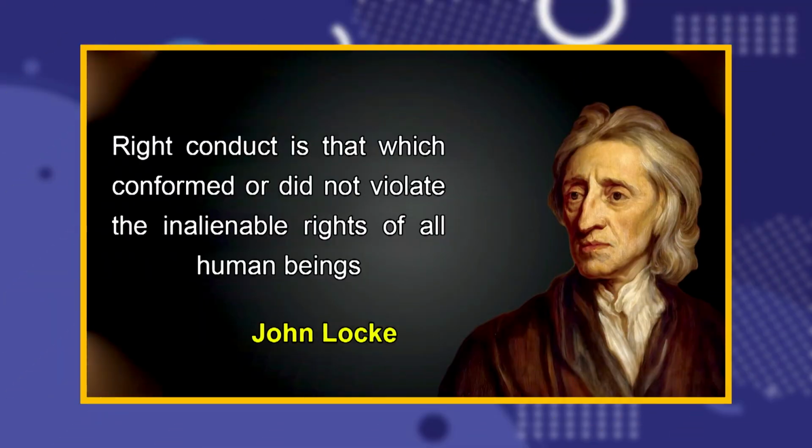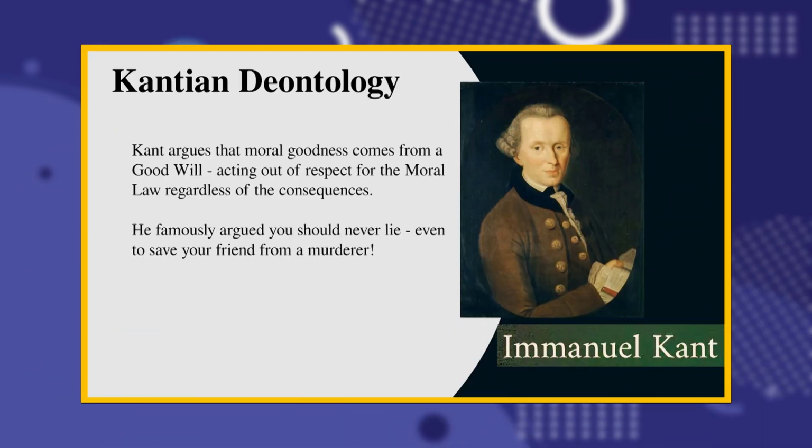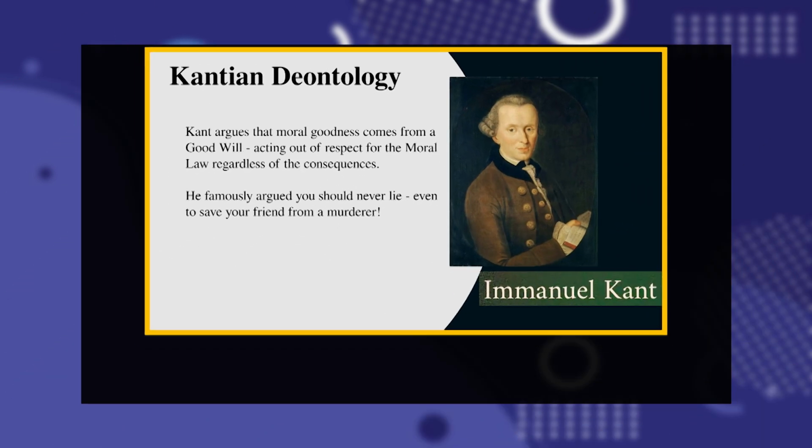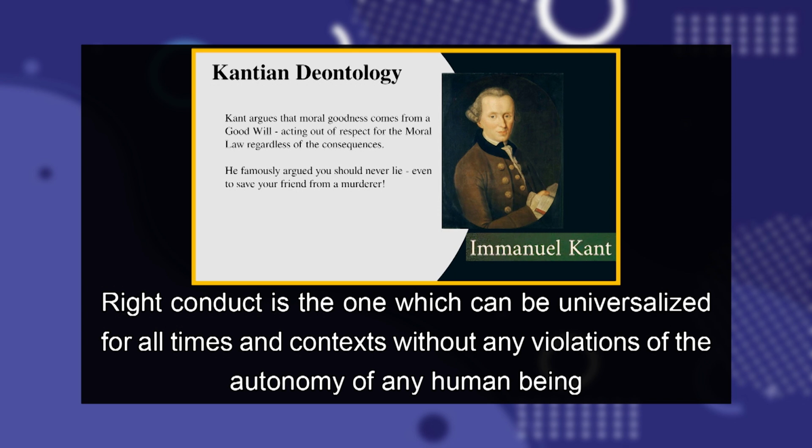Scholars from the natural rights tradition like John Locke would argue that right conduct is that which conformed or did not violate the inalienable rights of all human beings. Immanuel Kant's deontological ethics would make the argument that right conduct is the one which can be universalized for all times and contexts without any violations of the autonomy of any human being.